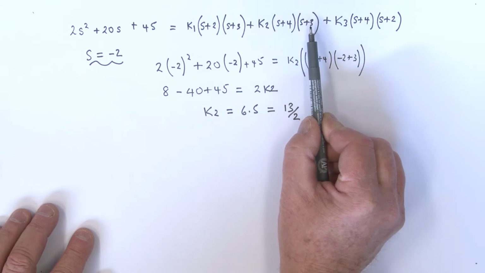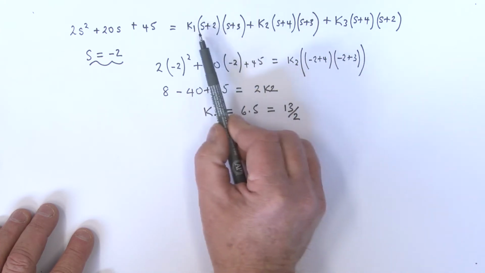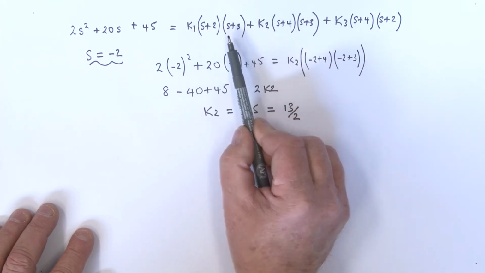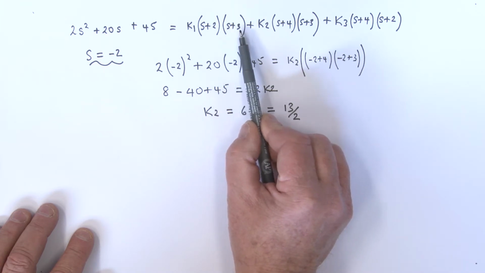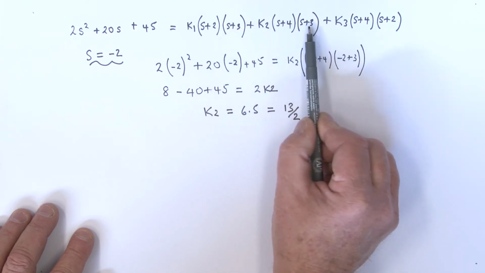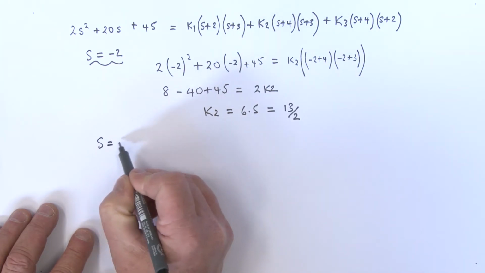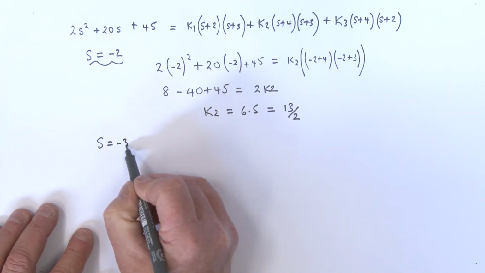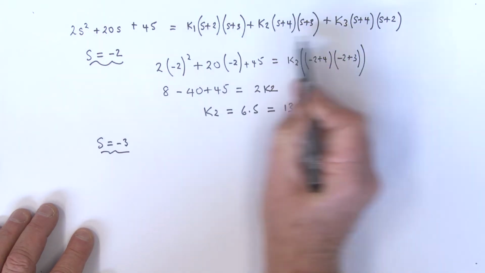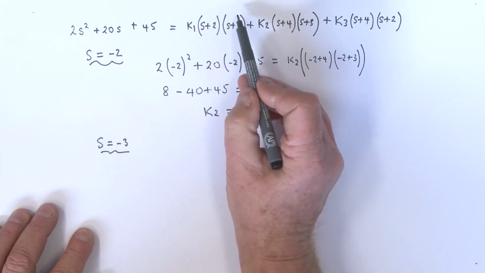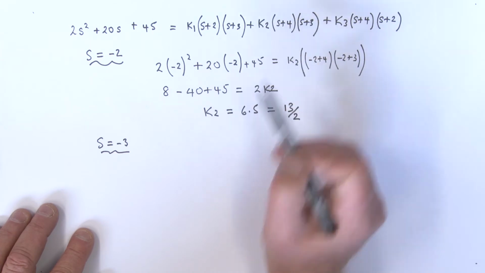So we want to make really this 0 and this 0. So what's common to this and this? Well, it looks like s plus 3 is common. So really what I want to do now is make s equal to -3 and put that into this equation. That will zero this term and zero this term over here.